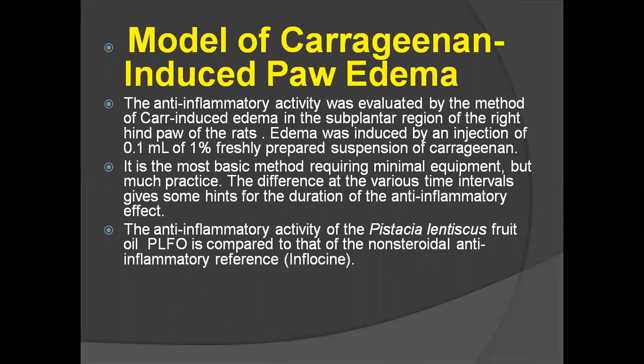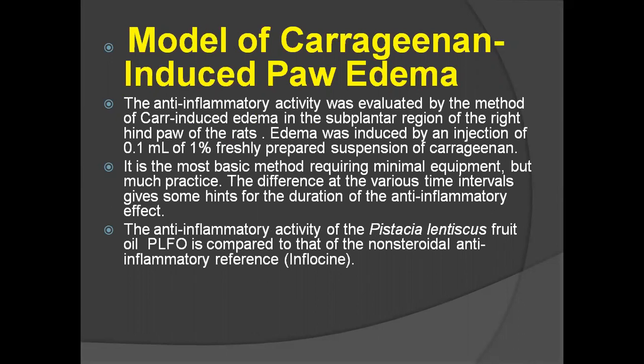So we have the model of carrageenan-induced paw edema. In this process, the injection was done in the plantar region, with 0.1 ml of 1% carrageenan solution. This carrageenan is a sulfated polysaccharide obtained from seaweed. Why are we using this method? Because it is easy to use, minimal equipment is required, and the time intervals give a hint of the duration of the anti-inflammatory effect.